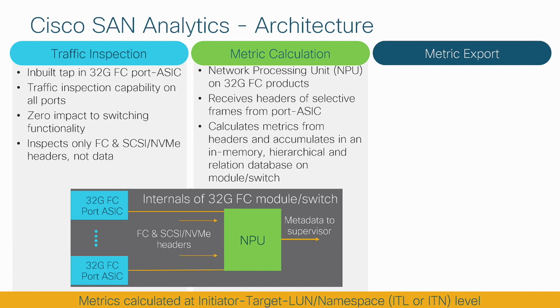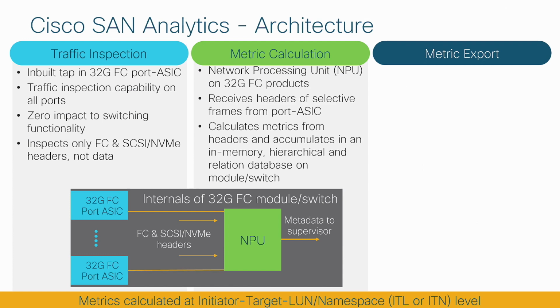And the way we define a flow is a unique combination of an initiator, a target, and a LUN behind the target. Now that's for SCSI. For NVMe, we call it initiator, target, and then there's a concept called namespace, which is very similar to LUN, but we call it an ITN flow, right? So that's what you're going to see in the demo.